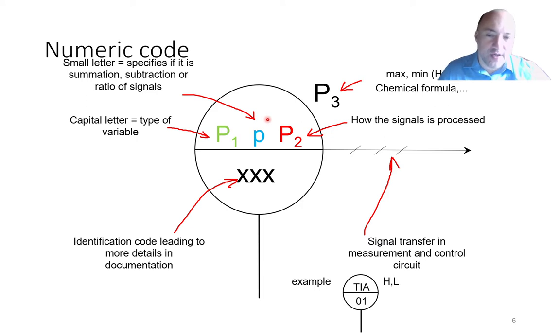Of course, you may need to measure the absolute temperature, but here you would be interested in the temperature difference. So you make a subtraction and then you output the signal which corresponds to the difference.